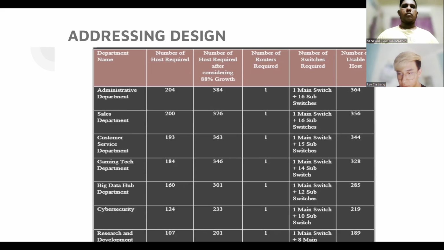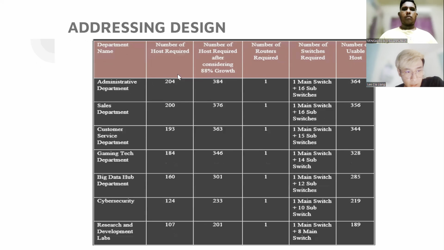To increase the number of hosts by 88%, we multiplied the number of hosts required by 1.88 to get the new number of hosts, which is 384. To get the number of usable hosts, we subtracted the routers and switches and the broadcast and network hosts from the new number of hosts, which is 384 minus 20, which then gives us the total number of usable hosts of 364. The calculation process is the same for every department, for example, sales department, customer service department, gaming tech department, big data hub department, cybersecurity department, and research and development labs. And I'll now let Vengades, my teammate, explain the subnetting table.